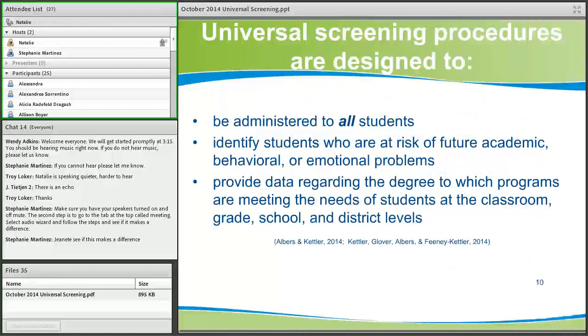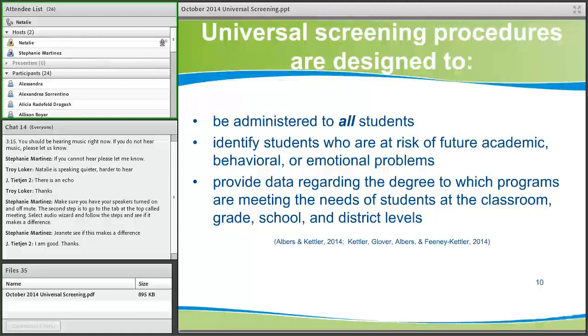Some assumptions or important features that relate to universal screening is that we're talking here about practices that pertain to all students. So these are measures that are completed for all students regardless of whether there's a presence or absence of a known risk. So these measures are completed to the entire student population. They're also intended to identify future risk of social, emotional, behavioral, or academic problems. And they also provide important information to how well Tier 1 or universal interventions are supporting our student population as a whole.